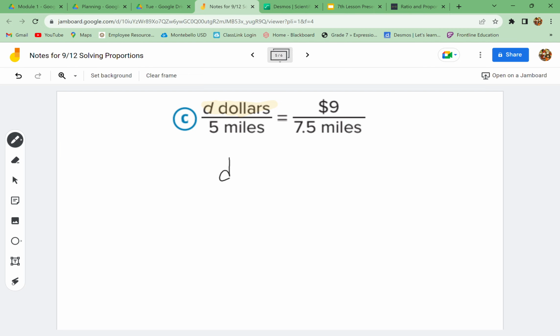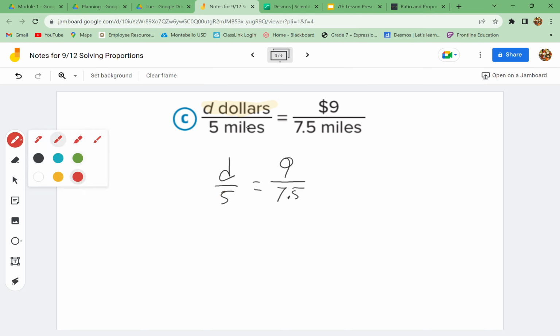So I have D over 5. I don't know how many dollars for 5 miles, but I do know that for $9, it's 7.5 miles, right? And again, notice that the variable is on top, so it's nice and neat for me. So I want to isolate the variable. I notice that this bar means divide, so I have to do division, so I could get rid of this 5 here.